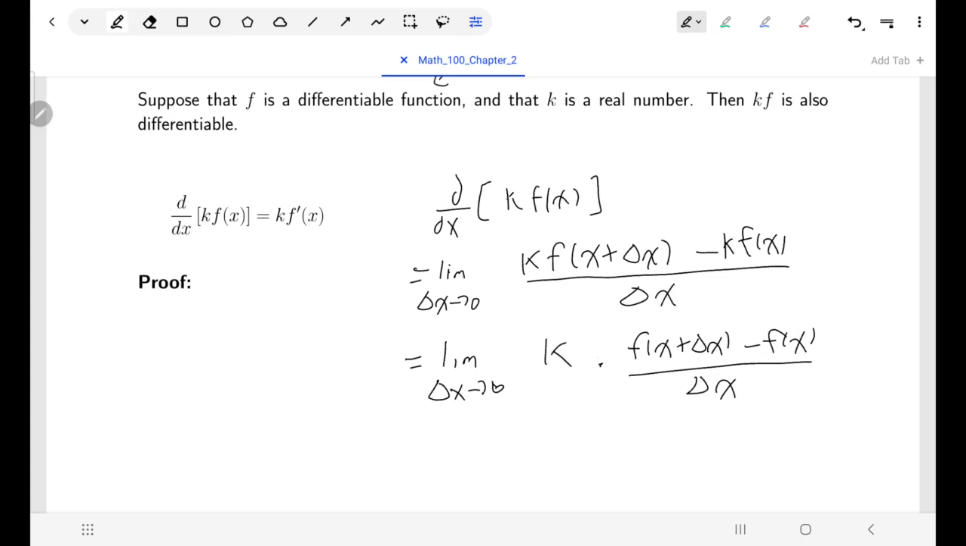And again, a limit rule that we had: if you have two things that are being multiplied, and if the limit exists for each of those factors, then the limit is just the limit of the first thing times the limit of the second thing. K is a constant, so as delta x goes to 0, it'll just stay as k. F of x plus delta x minus f of x over delta x, as delta x goes to 0, that's my derivative, f prime. So both limits exist, so the limit of k times that difference quotient is k times the derivative.